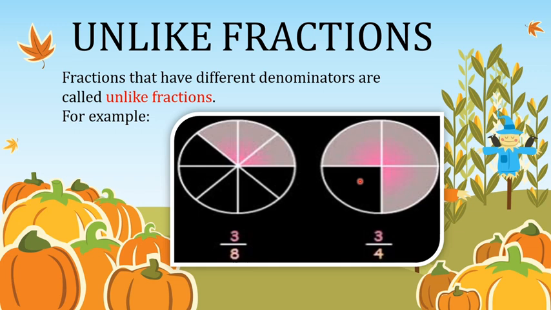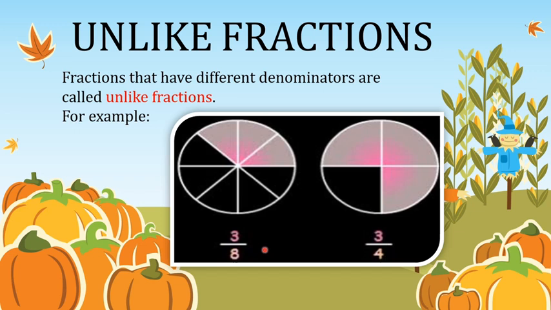Whereas in the next figure we see 3 out of 4 equal parts, 3 parts are shaded, 4 is the total number of parts. So we are saying 3 upon 4 is the fractional representation. But are the denominators the same? No, the denominators are not the same. But the numerators are the same.